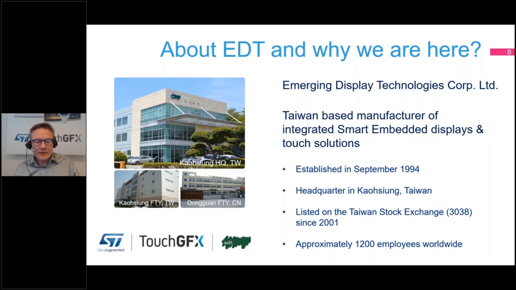You can see on the pictures on the left side, there's our headquarters in Kaohsiung, that's in southern Taiwan. And we have our main factory a few blocks away. In that factory, we build displays, we build touch panels, and we do optical bonding. We build everything together. We do a lot of product development in the Kaohsiung factory. And then when we have designed things, we are moving into assembly production of some of the smaller displays. We tend to move some of the production to our production site in Dongguan in China.